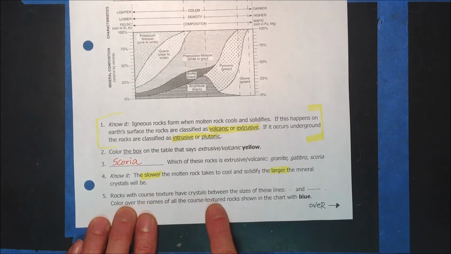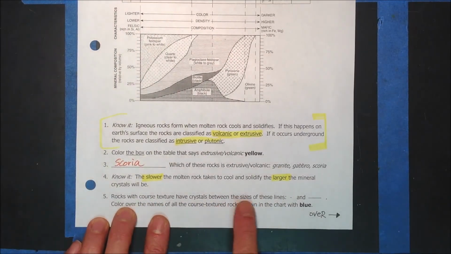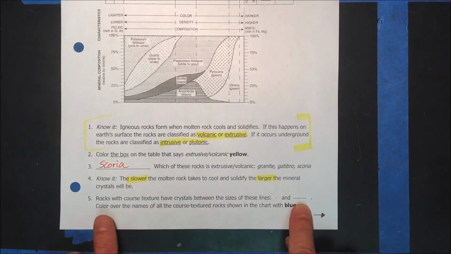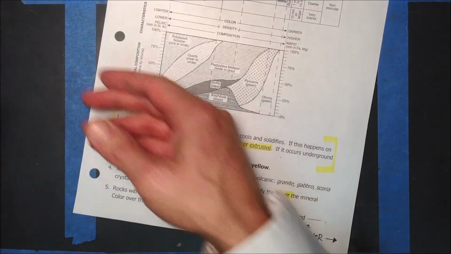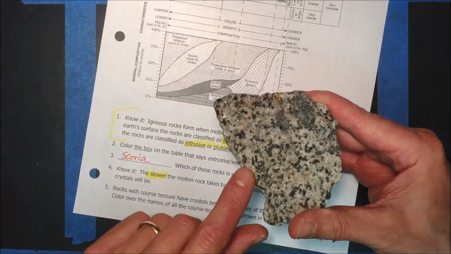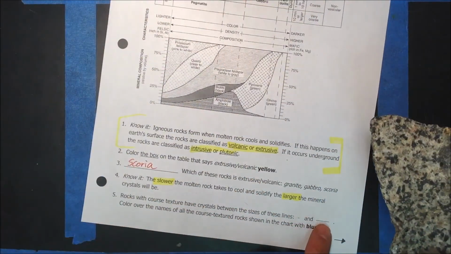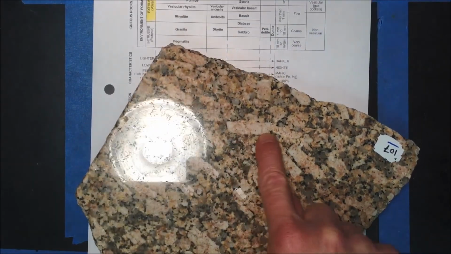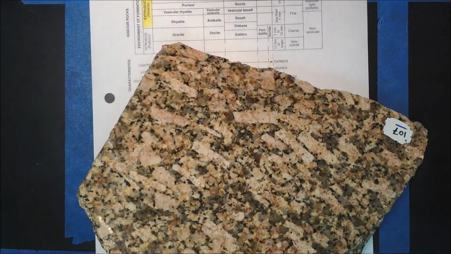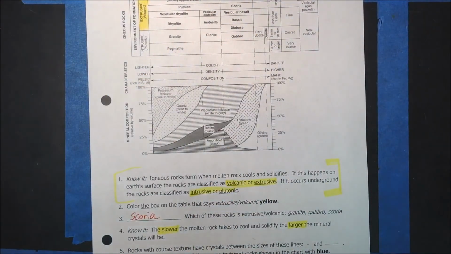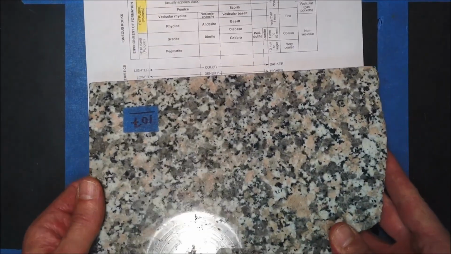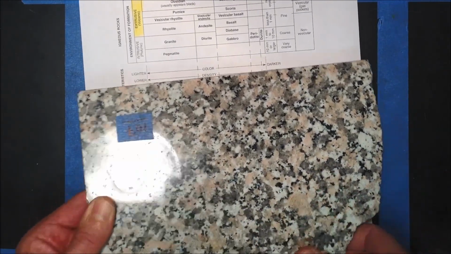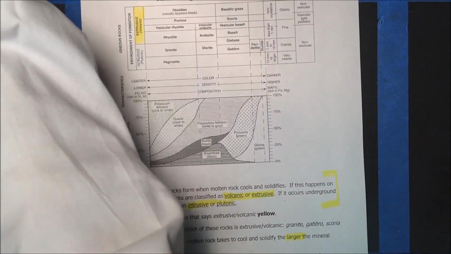Question 5. Rocks with coarse texture have crystals between the size of these lines. That size and that size. Okay? So this is definitely something that has a coarse texture. These minerals are larger than that line, not as big as that. This would probably fall into the very coarse texture because this is so large. And this would probably be a good example of coarse texture here because this is probably between the size of those lines right here. Okay? Now on the reference table, where does it show those rocks?